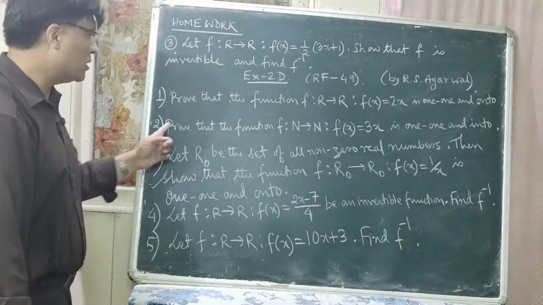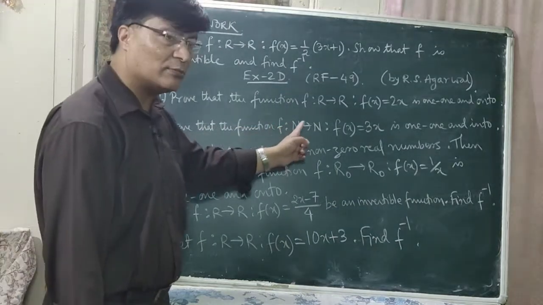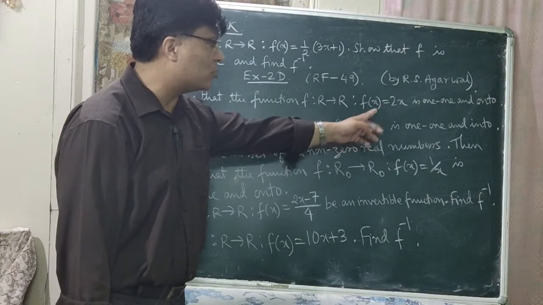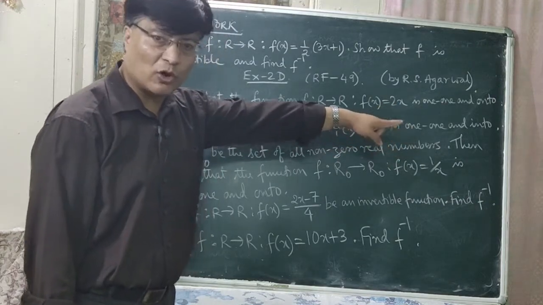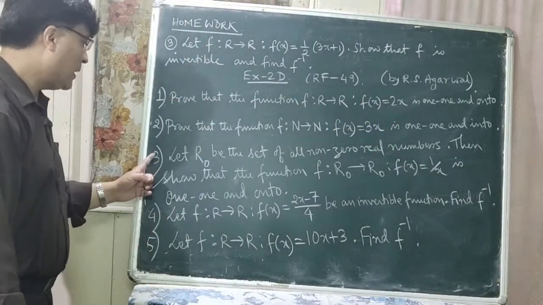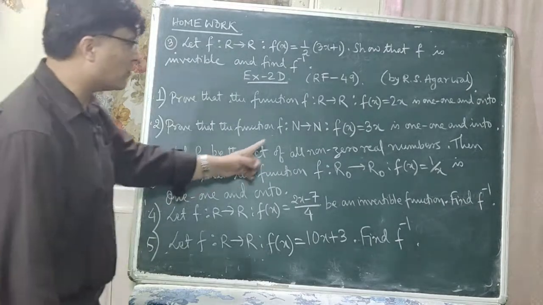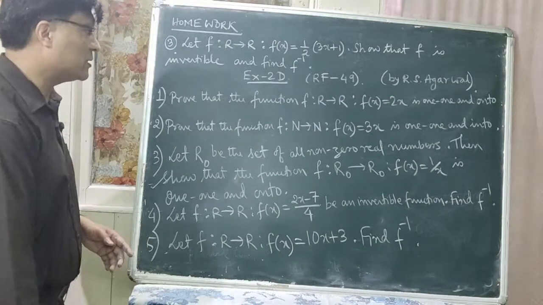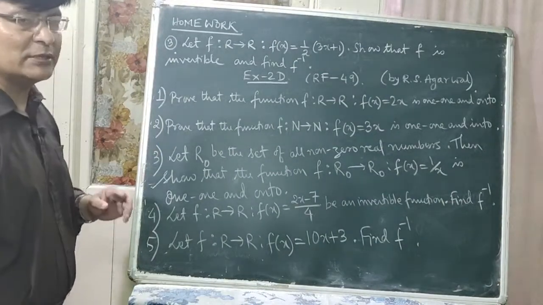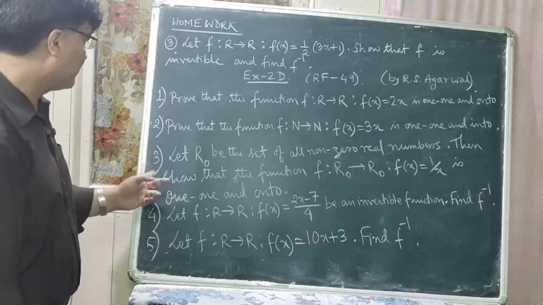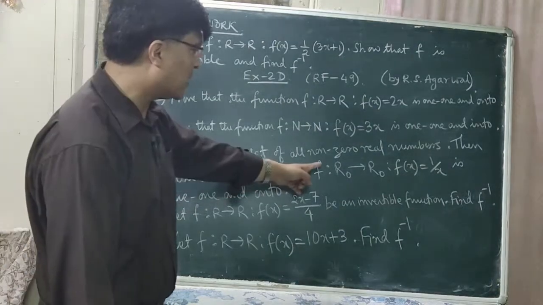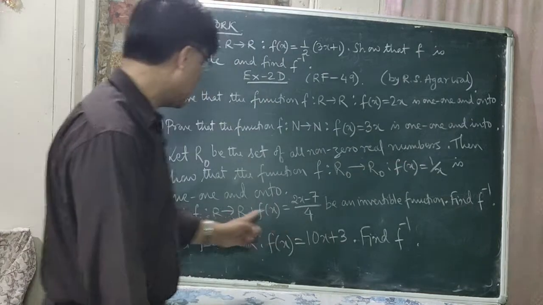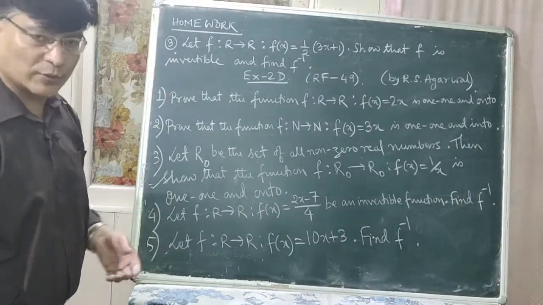Number 2 is prove that the function f from natural numbers to natural numbers, this is the set of natural numbers, f of x equal to 3x is 1-1 and into, not onto. And number 3, let R0 be the set of all non-zero real numbers. 0 is not included here. All non-zero real numbers means it should not be 0. Then the function f from R0 to R0 defined as f of x is equal to 1 by x is 1-1 and onto. So we can do it.